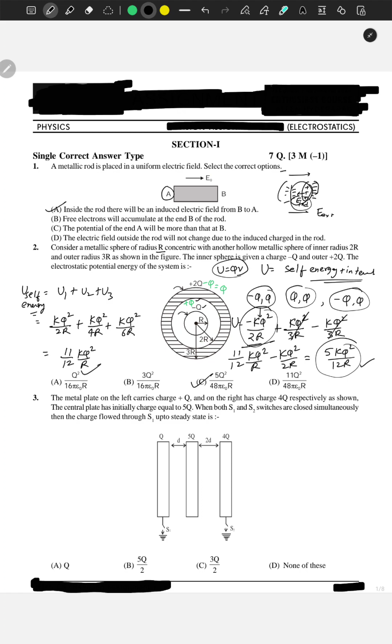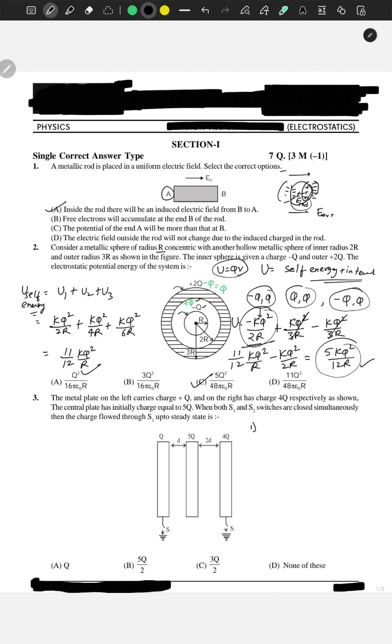The third question is related to the conducting plates. Those are not at equal distance, and the plates are grounded also. So let's try to understand the concept behind this one. We know when the conductor is grounded, the potential of the conductor becomes 0. In the case of conducting plates, what happens here? Whenever we have multiple plates and any plate which is grounded, so what I do here, I'll use this thing.